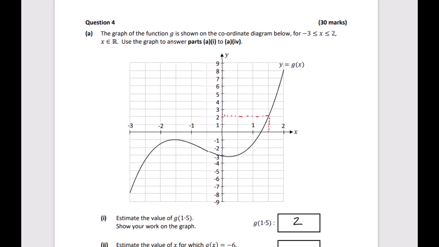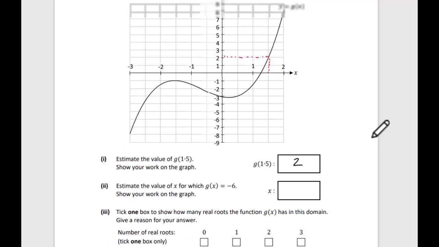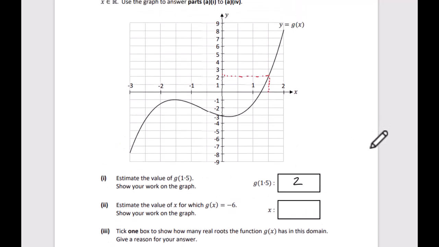Okay, so the second one then says, let's see, estimate the value of x this time for which g of x is equal to minus 6. That means y is equal to minus 6. And again, it says show your work on the graph. So they need to see these dotted lines. Obviously use a ruler here. I'm just doing it freehand, so it doesn't look very straight, but you guys should be using a ruler.